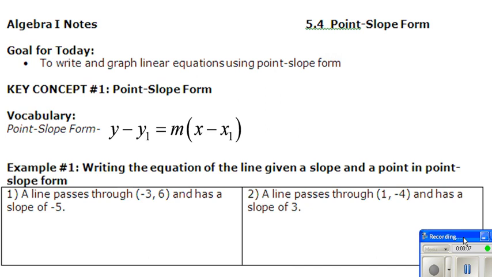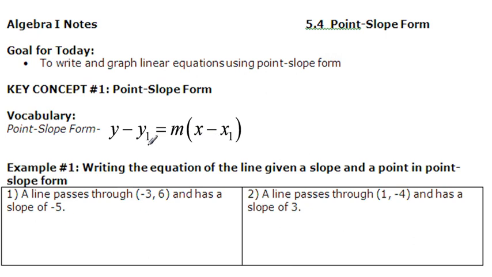Today we're going to be looking at 5.4, point-slope form. Our goal for today is to write and graph linear equations using point-slope form. So first we have to know what point-slope form is. The equation for point-slope form is y minus y1 equals m times the quantity x minus x1.